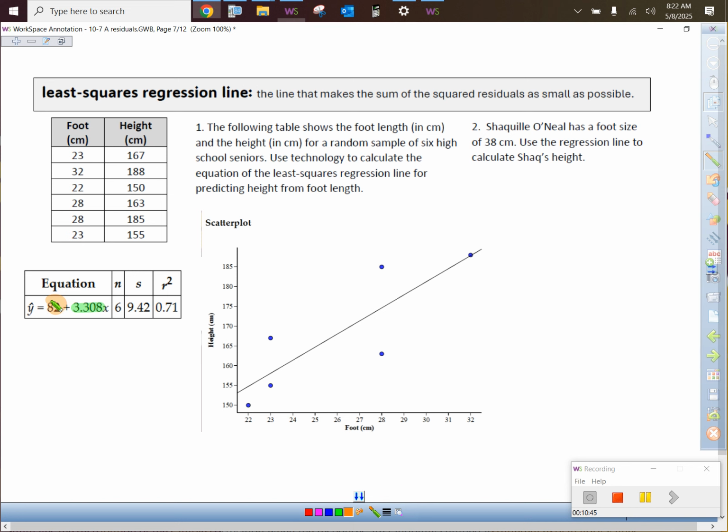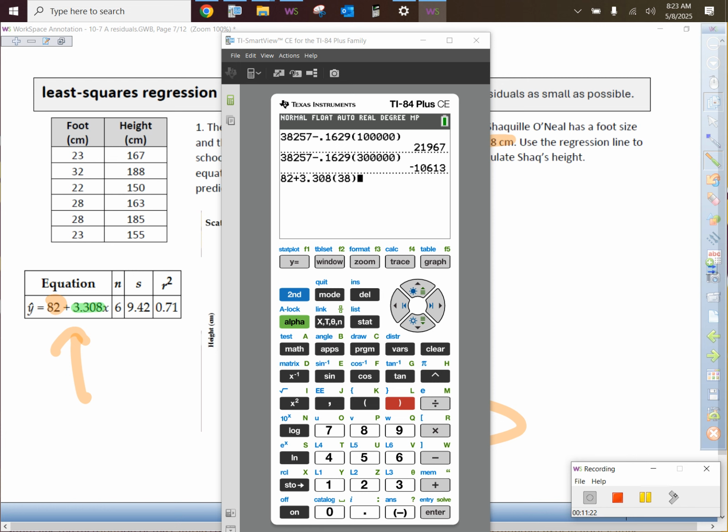So they say, let's use that regression line right here to calculate his height. He's got 38 centimeter long foot, right? So isn't that the length of the foot in there as the x-axis right here? So let's put 38 in for x. I'll let you guys punch that in. This is going to predict Shaq's height in centimeters for us. And we got 200, let's just call it 208 centimeters.